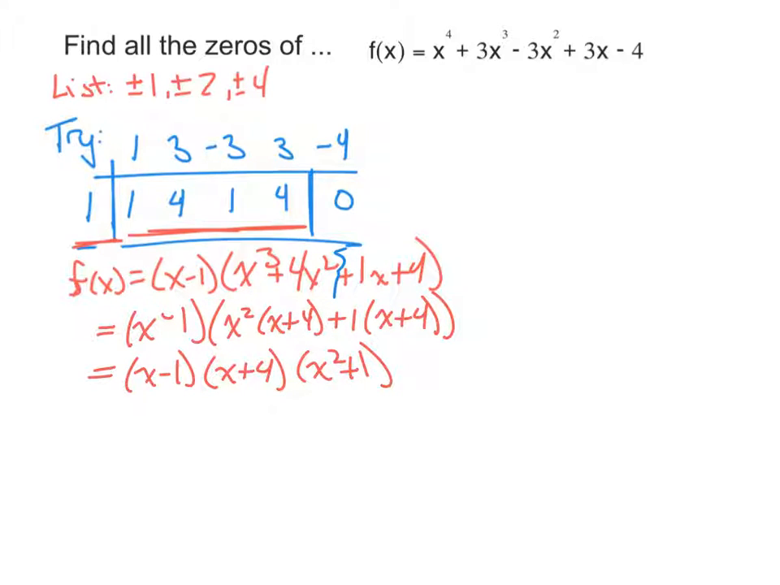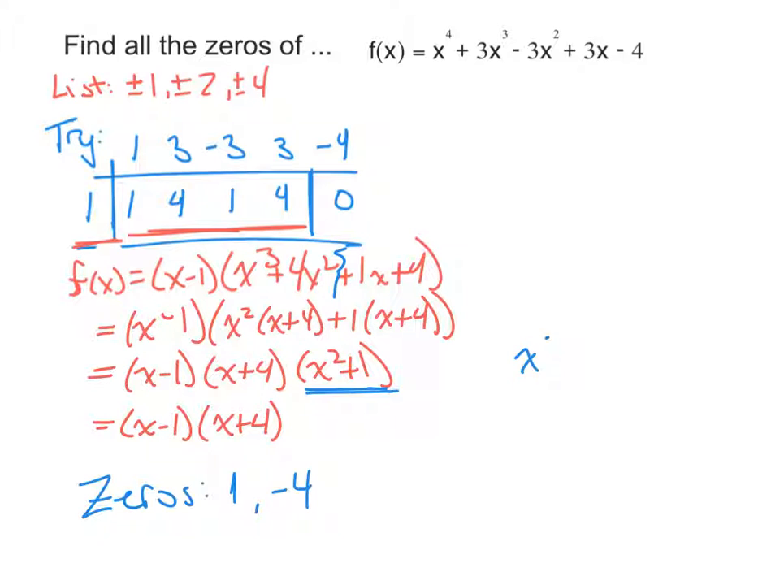We can continue to factor if you're asked to factor this completely, because right now we can see what all of our zeros are. The zeros are obviously going to be 1 and negative 4, and from this factor, when we set x squared plus 1 equal to 0 and solve it, we see that x is going to equal plus or minus i. So those are our last two zeros, plus or minus i.